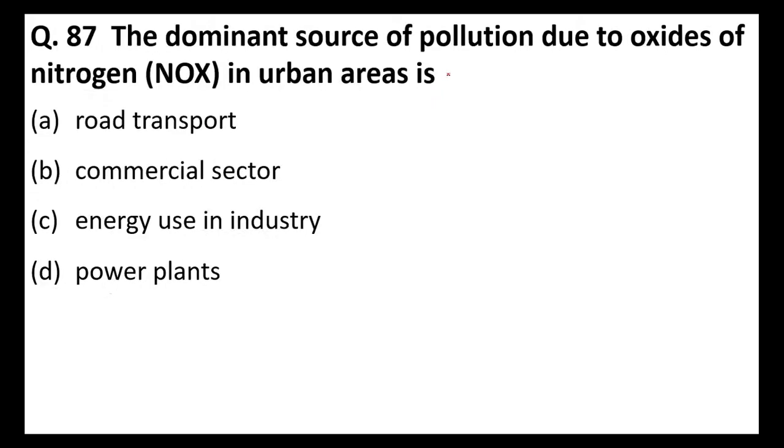The dominant source of pollution due to oxides of nitrogen in urban areas is road transport, commercial sector, energy used in industry, or power plants. So we have seen one more question like this. Petrol engine, it emits lot of oxides of nitrogen. So that is the source of pollution in urban areas like cities and all.